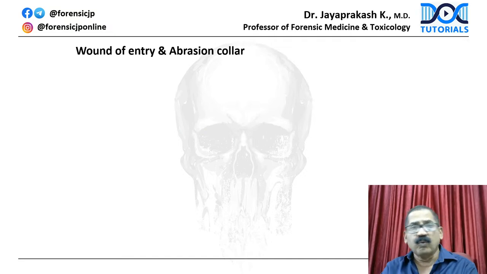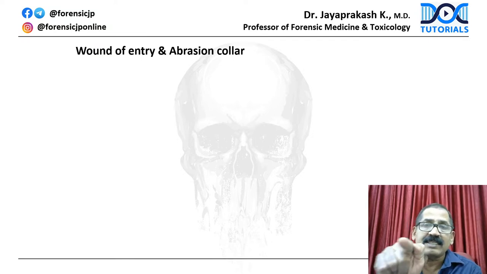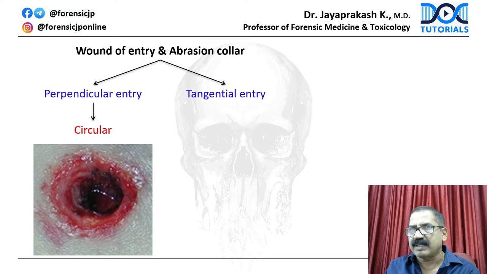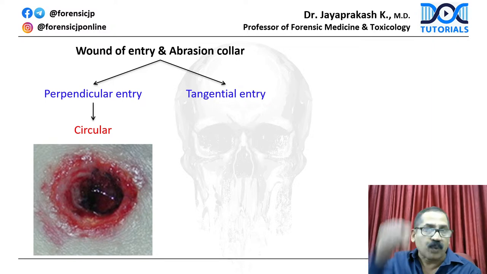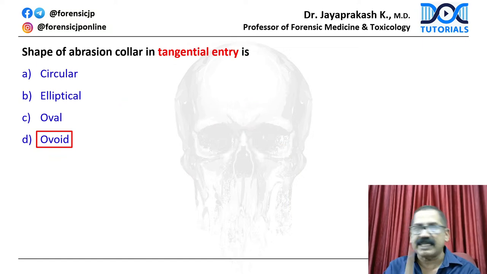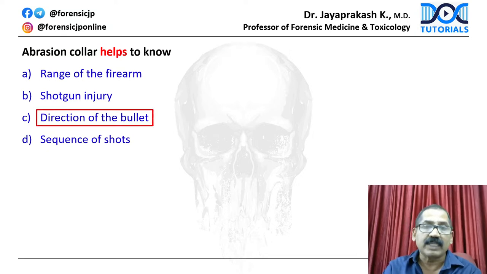Okay. Now, the appearance of the wound of entry and abrasion collar may differ depending on whether the bullet has entered at 90 degrees, straight, perpendicular, or oblique. If the bullet enters perpendicularly into the body, say for example, I just stand and shoot a person in his chest, then the wound of entry is circular and the abrasion collar is also circular. But imagine I'm standing on the first floor of a building and I shoot a person who is walking on the ground floor, then the bullet enters tangentially, and the wound of entry will be egg-shaped, or ovoid in shape. Okay. Now, for example, in this picture, I can say that the person has been fired at from below upwards. The shape of the abrasion collar in tangential entry is ovoid. The abrasion collar helps to know the direction of the bullet.